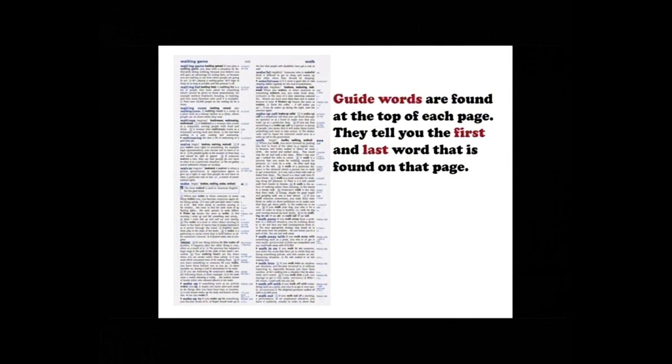We have the first word here, the same as this one, and the last word you find here. So these are the guide words, and all the words on the page fall between them. That makes it much easier to locate a word. Otherwise you'll be going through each and every word. But now we simply look at the first word and the last word, then we can go to the next page. That's right.